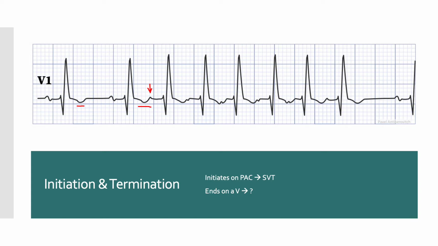And the third reason is that I see this QRS complex is a right bundle branch block morphology, and it's almost identical to the sinus QRS complex. So all these features would make me fairly certain that this is SVT with a right bundle branch block.